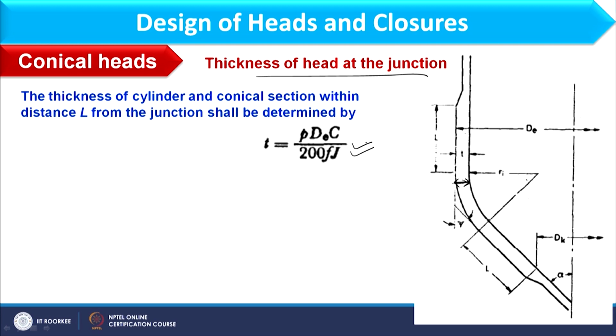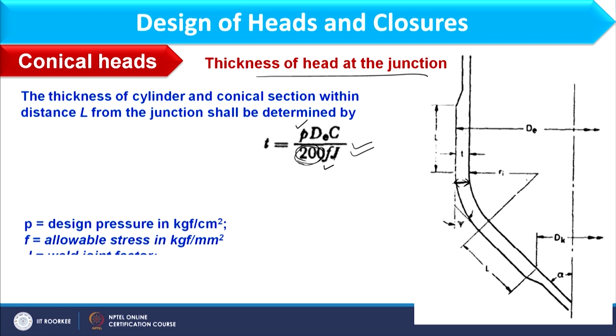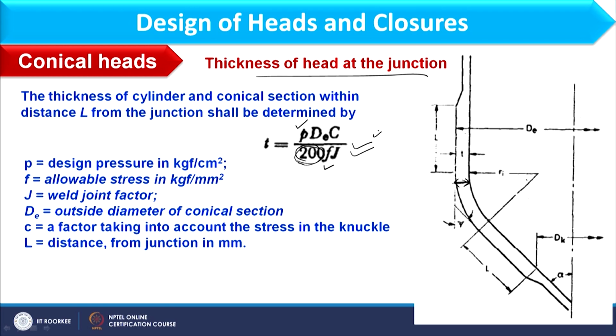This expression we will use, and I guess you understand why this 200, because F and P are in different units. P should be in kg force per centimeter square, and F should be in kg force per mm square. So, this expression is available in code. Where J is the joint efficiency factor, D is the outer diameter of conical section. Okay, D is the outer diameter of conical section, as you can observe from this image.